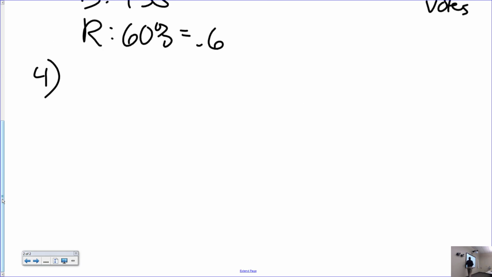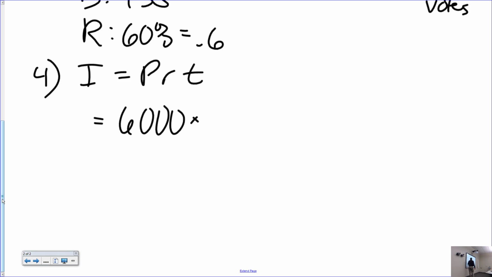number 4 was dealing with the interest. So here I was just calculating interest. I is equal to PRT. So you just need to do principal times rate times time. The principal was the $6,000 that we invested. The rate is 3 3/4%. You needed to convert that to a decimal. Right, so it is 3.75, but it's 3.75%, which makes it 0.0375.